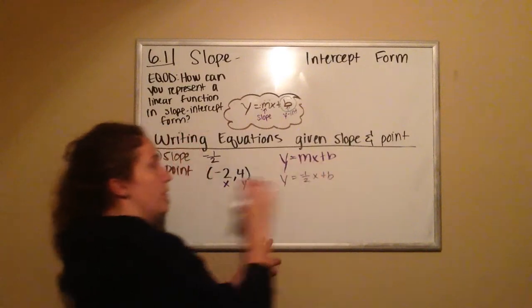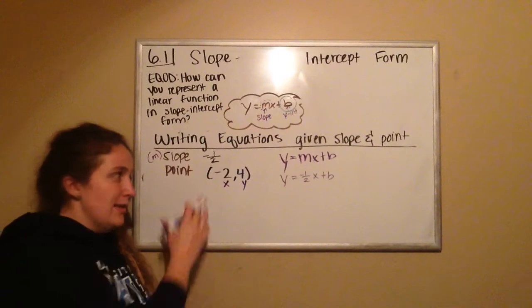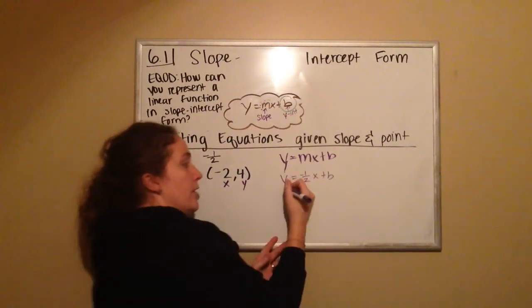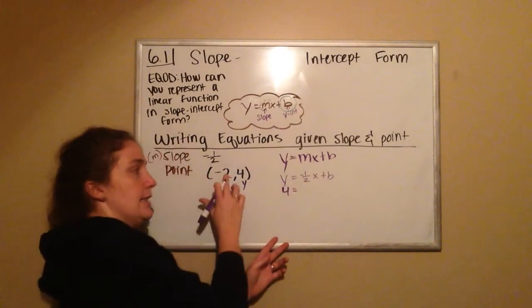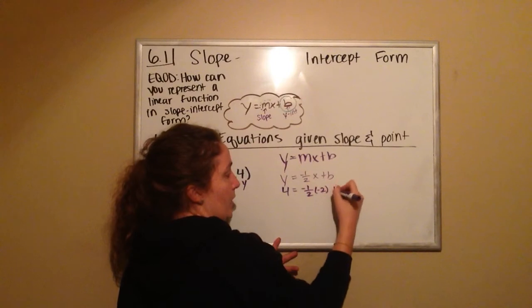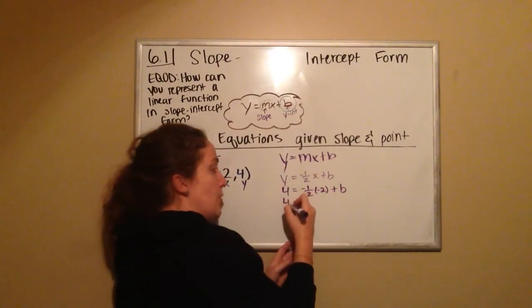How did I know that? Well, it was given to me. I also know an x and I know a y, so I can plug those in. Where did I get them from? Well, they were given to me. So y is 4, and x is negative 2, plus b. Okay, and when I solve this out, the first thing I have to do is multiply.